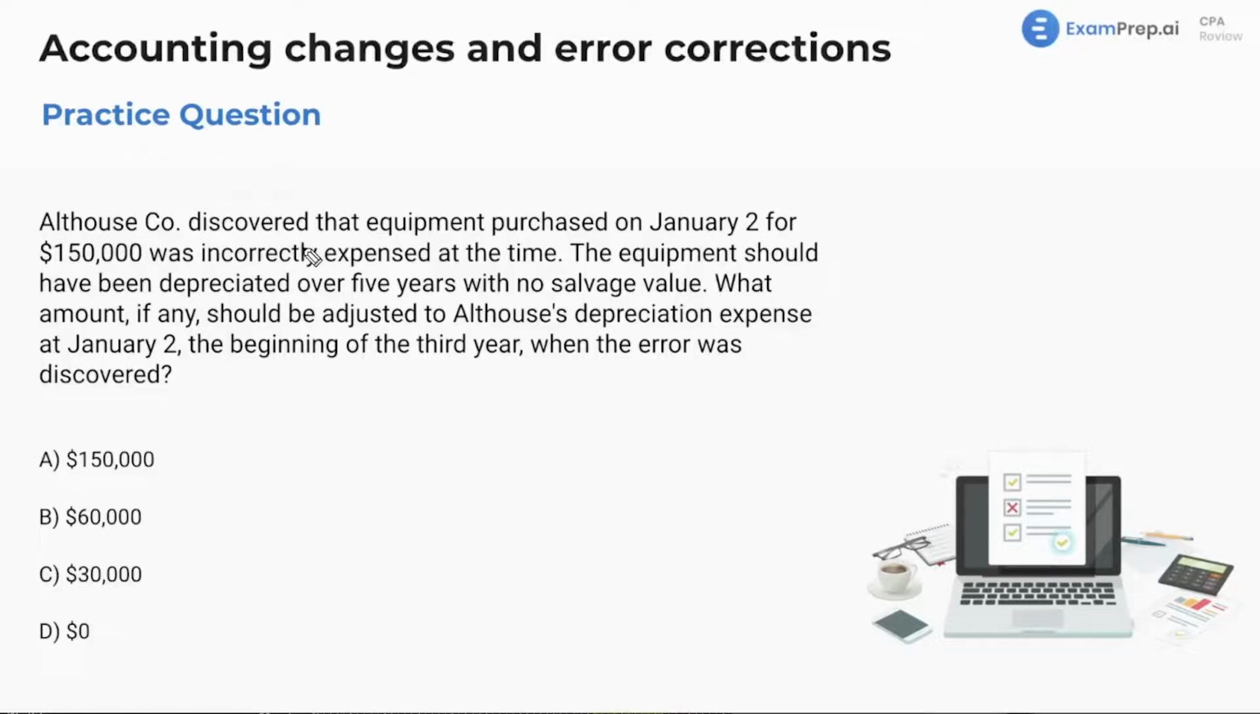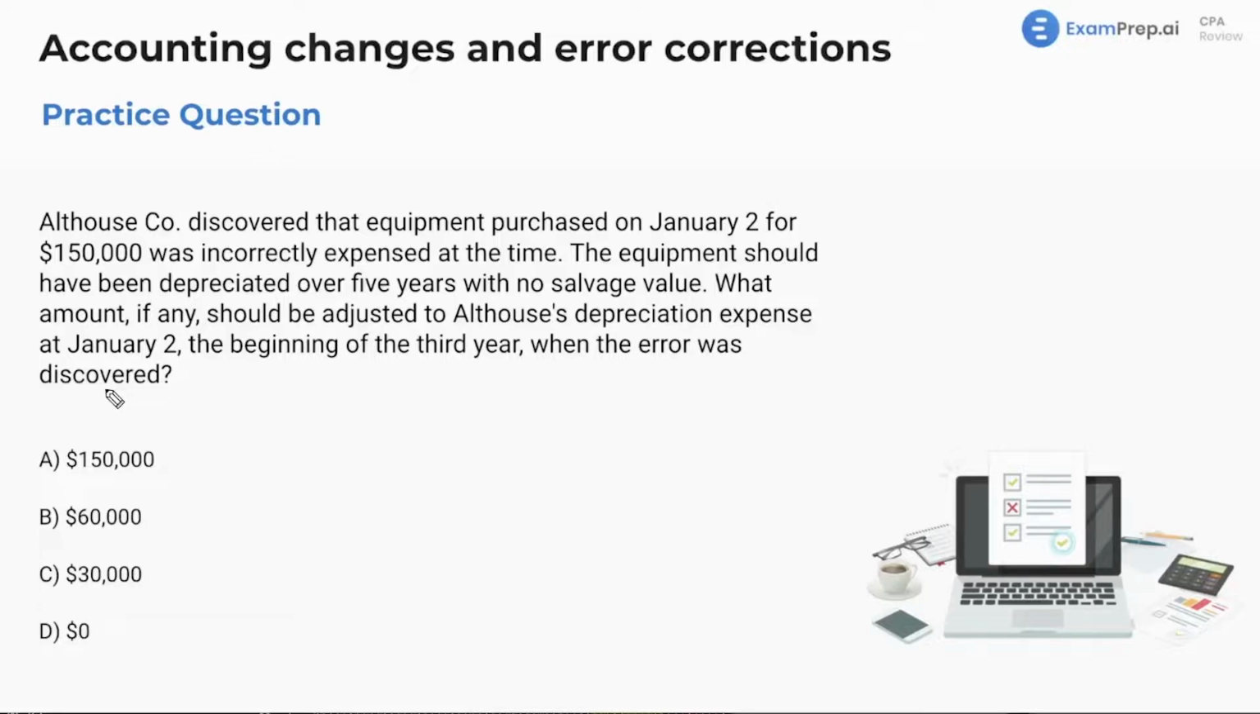All right. Althouse Company discovered that equipment purchased on January 2nd for $150,000 was incorrectly expensed at the time. Well, we see it was expensed incorrectly. That's the incorrect treatment, right? Because when you purchase equipment, what do you do with it? You capitalize it and then depreciate it, so not expensed. The equipment should have been depreciated over 5 years with no salvage value. What amount, if any, should be adjusted to Althouse's depreciation expense at January 2nd, the beginning of the third year, when the error was discovered?